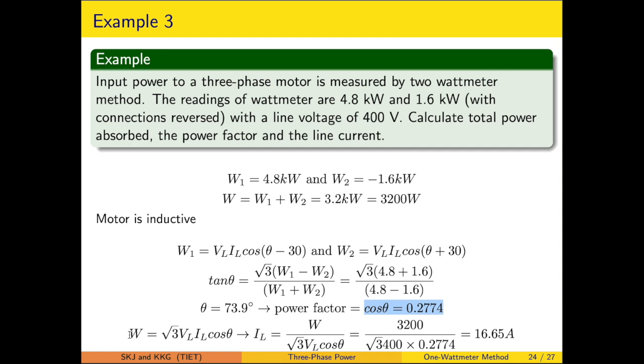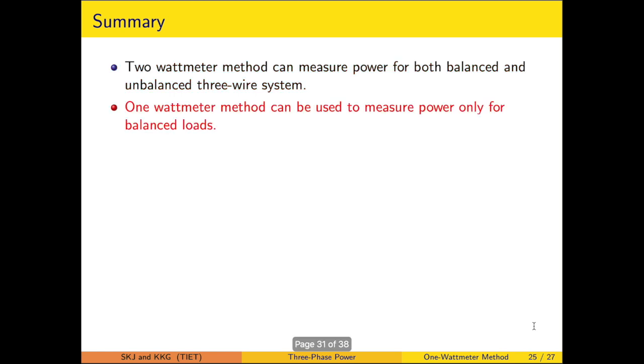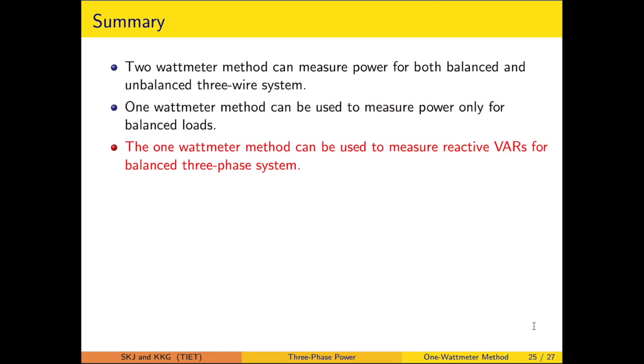Now when we have a relation of this particular, you can calculate the IL, and that IL is coming out to be W upon root 3 VL cosine of theta, and that value is 16.65 ampere likewise. So as a summary, the 2 wattmeter methods can measure power for both balanced and the unbalanced 3-wire system, that particular has been highlighted. 1 wattmeter method can be used to measure power only for the balanced system. 1 wattmeter method can also be used to measure the reactive power of the balanced 3-phase system, even this particular is done by single measurement.